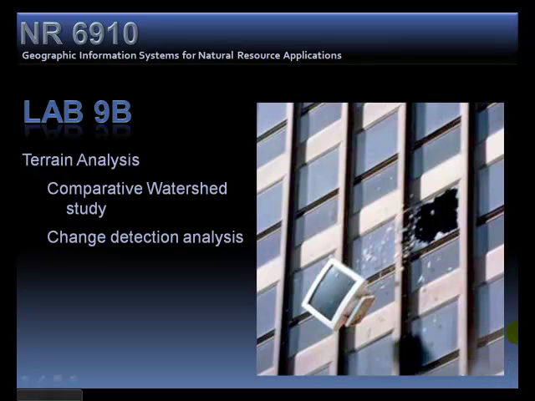Okay, second lab in Module 9. I'm not going to lie, this one is a lot of work. Having said that, it's pretty interesting stuff, so I hope you get a lot out of it anyway. 2 tasks. The first one is a comparative watershed study. The second task is a channel change detection analysis, where you'll be subtracting 2 DEMs to determine a DEM of difference.